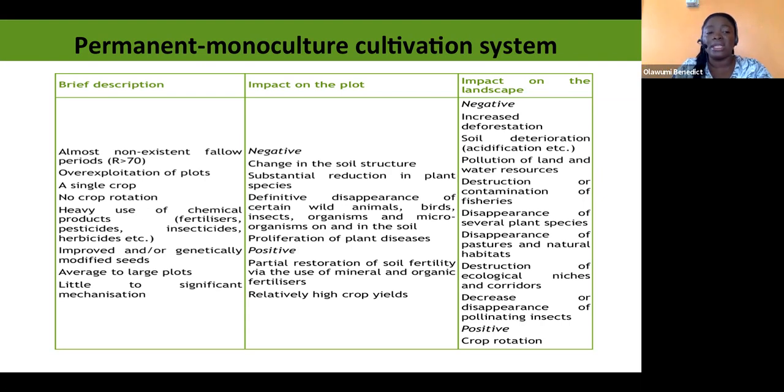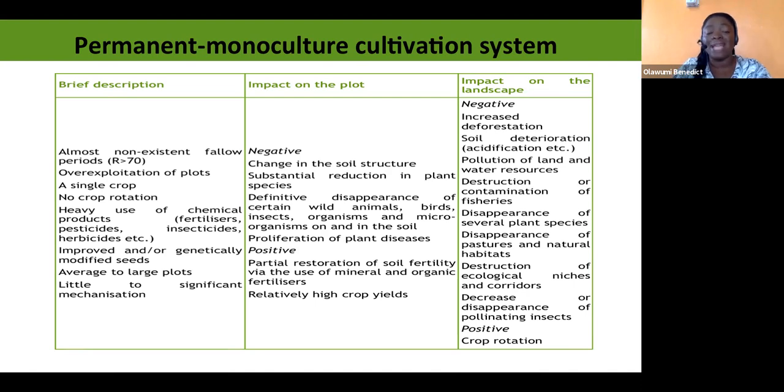So this is what is going to start happening. You are going to see deforestation occurring gradually on your farm. Then there's soil deterioration, because you started this system with heavy use of chemical fertilizer. Acidification will start to take place because you're using synthetic products, which at the end of the day will make the soil more acidic over time.